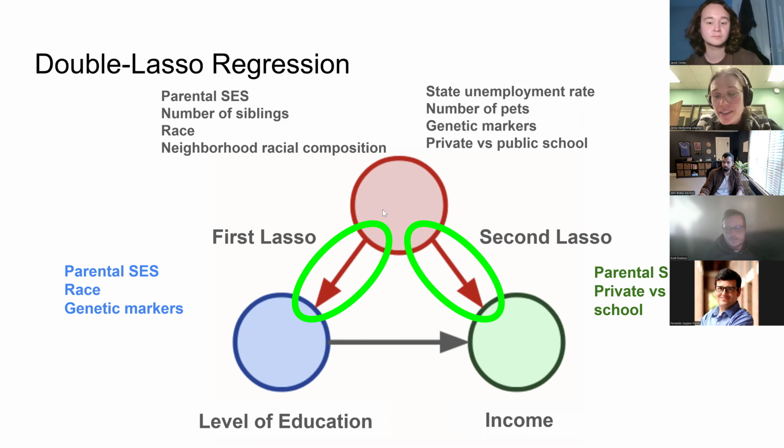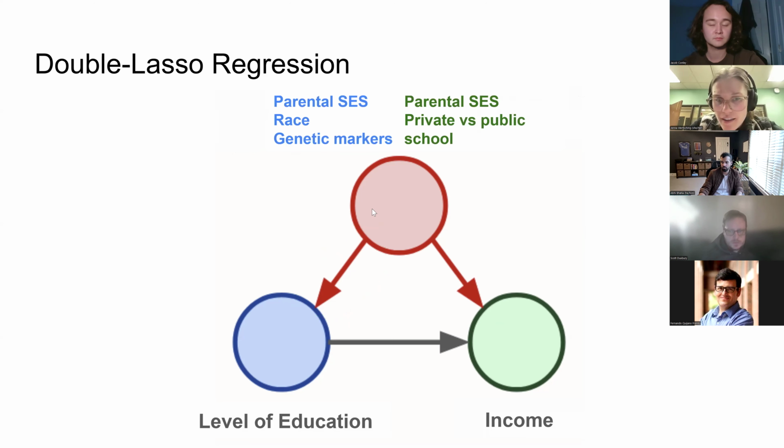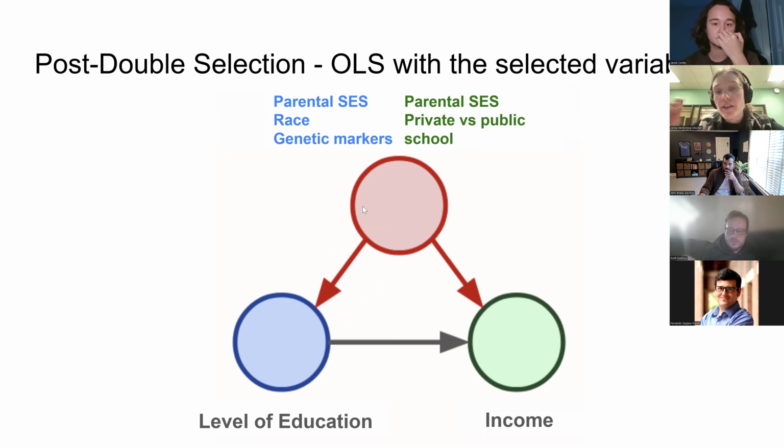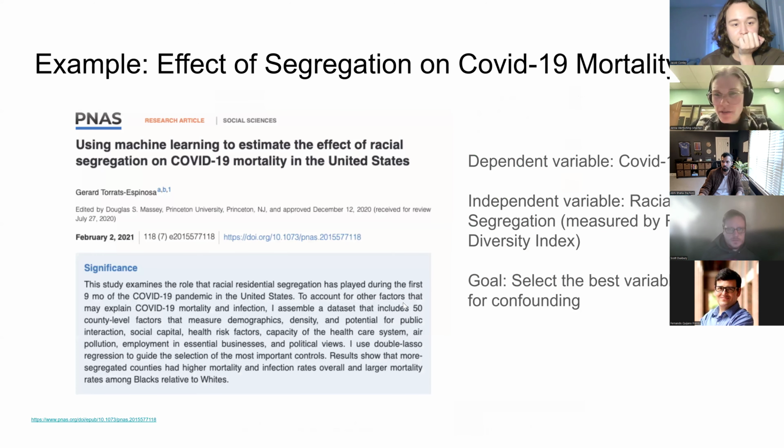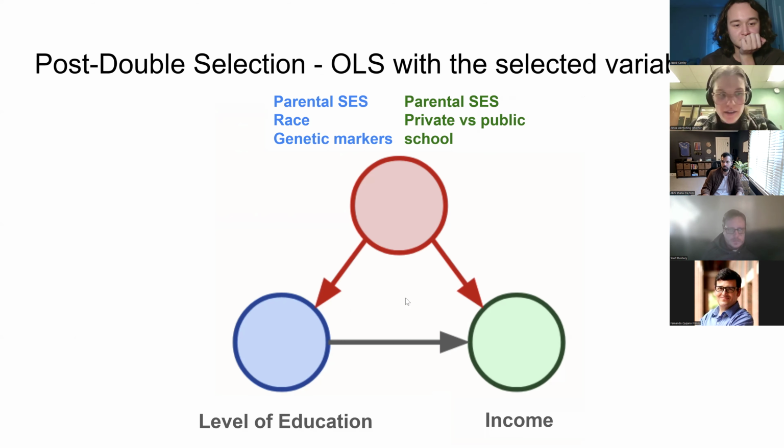So then what we do, after we complete those 2 lassos, is we take all 5 of those control variables that the lassos found, and we do one final regression including those 5 variables as controls, and also including the level of education as our key predictor of income. So that's the overall logic of what we're going for here with the double lasso.